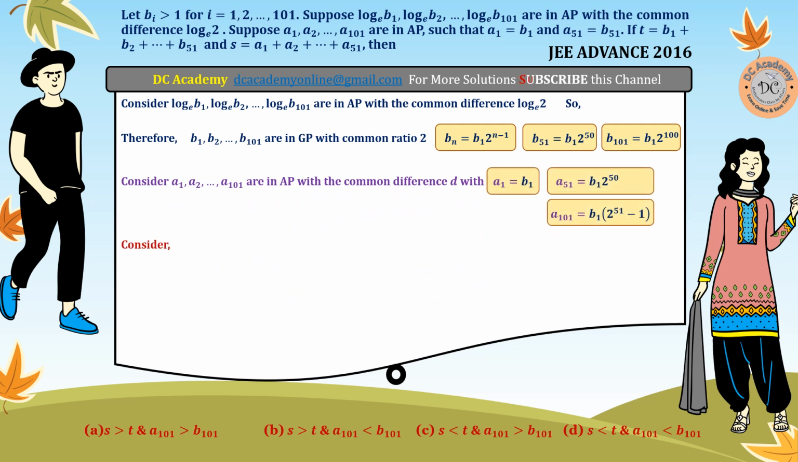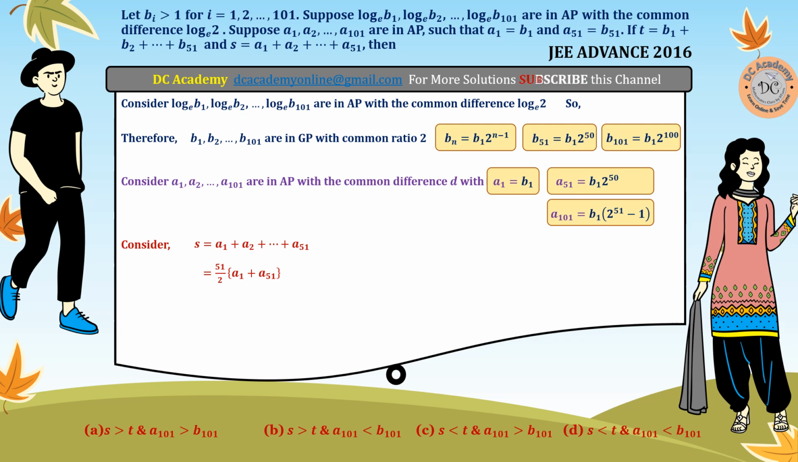So now here we consider that S series, that S is equal to the sum of A1 to A51 terms. Now here, how many terms are there? 51 terms. And what is the first term? A1. What is the last term? A51. So in the AP series formula, the summation is equal to n by 2 times A1 plus An. So here it is 51 by 2 times A1 plus A51.